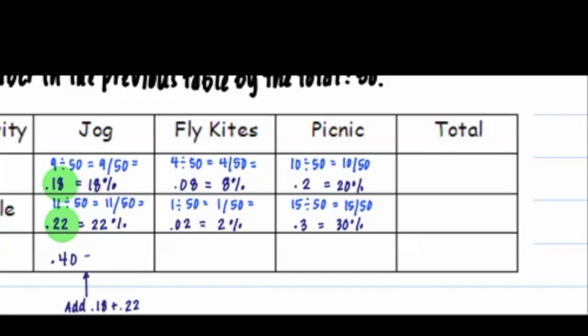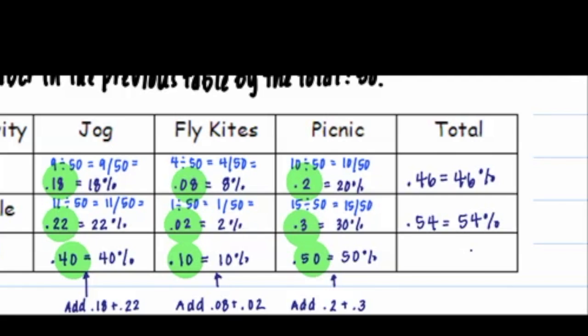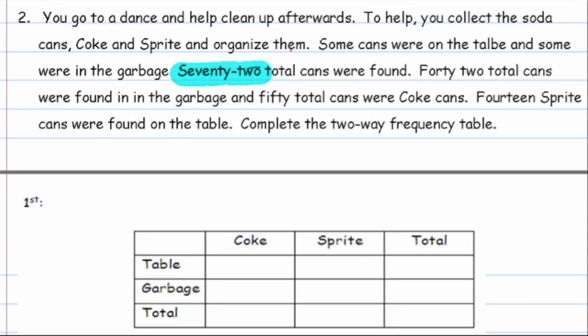Now, let's add up our decimals and our percentages. One of the things we need to make sure we're careful of is that at the very end, everything adds up to 100%. That means we haven't made any mistakes or missed any of our data. Looks like this is going to work out well. Our percentages add up to 100%.